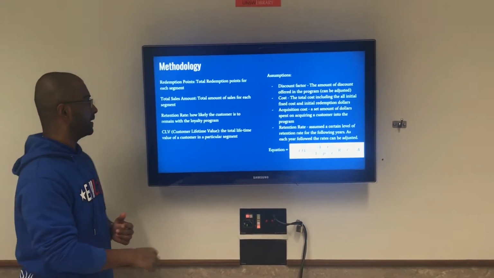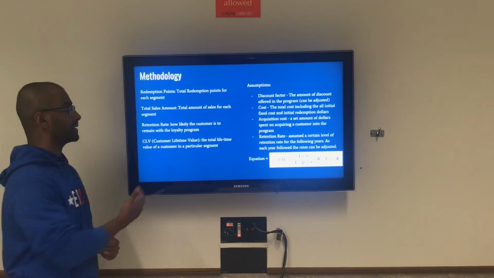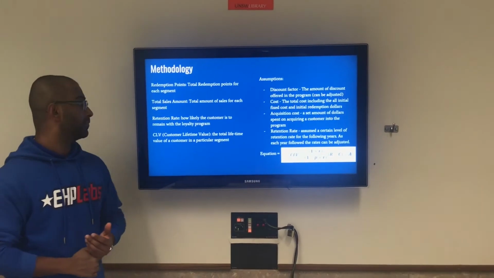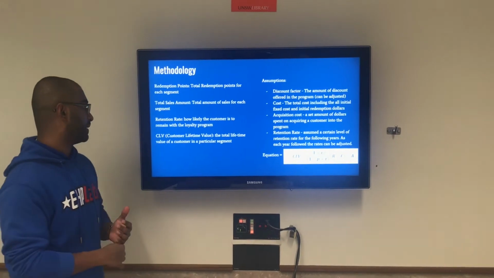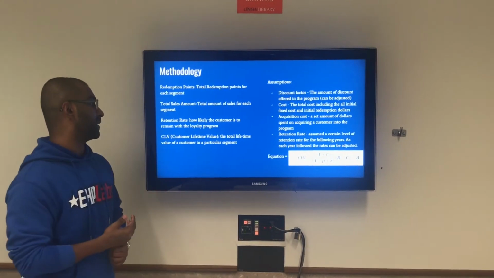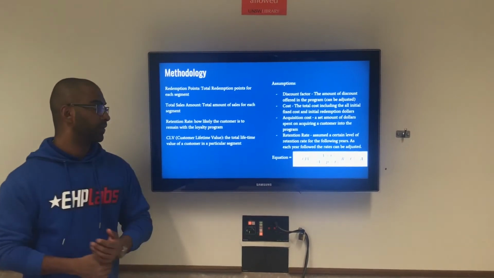Then we looked at the retention rate, which is how likely the customer is to remain with the loyalty program. It was given per year, the initial year. Then we calculated the customer lifetime value. This is the total lifetime value of a customer in a particular segment.